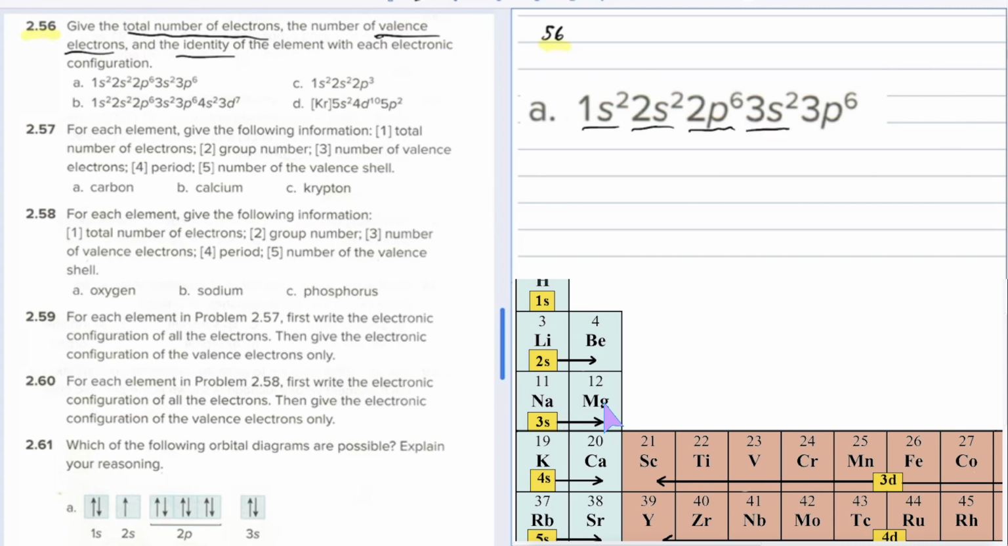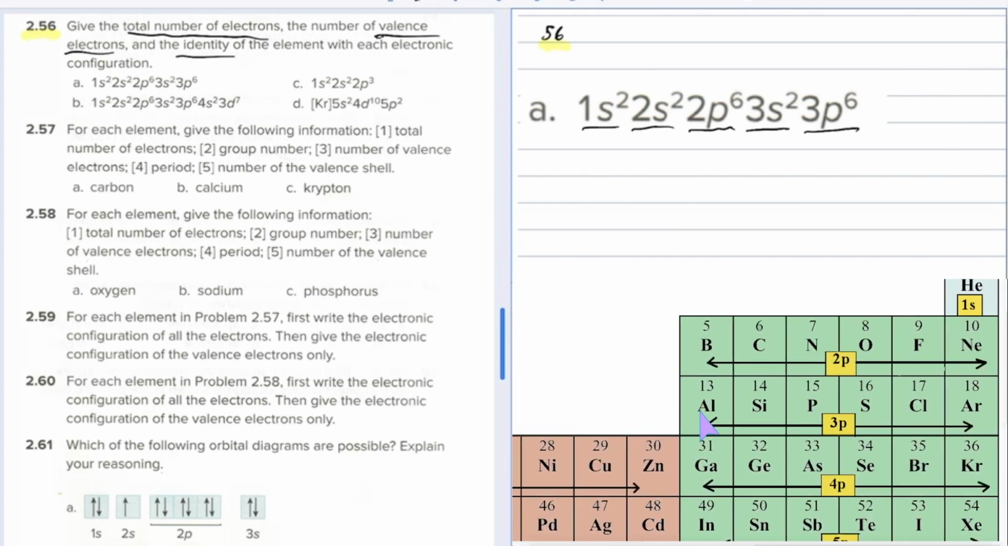And then finally, 3p6. So 3p, 1, 2, 3, 4, 5, 6. So we are ending at argon. This is the electron configuration of argon. And you can count up all of the electrons here. That's going to be 2 plus 4 plus 6, 10, plus 2 is 12, plus 6 is 18, or you could just look at the atomic number of argon, 18. So 18 total electrons.